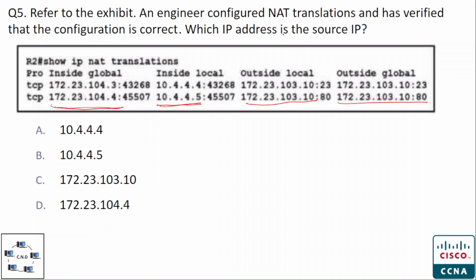In this particular question, they are asking what the source IP address is, and the correct option is option D, 172.23.104.4, this one. This is the source IP address of traffic seen by the outside world. But in reality, this is also the source IP address. This is the original source IP address of the client, and this is the source IP address after translation.